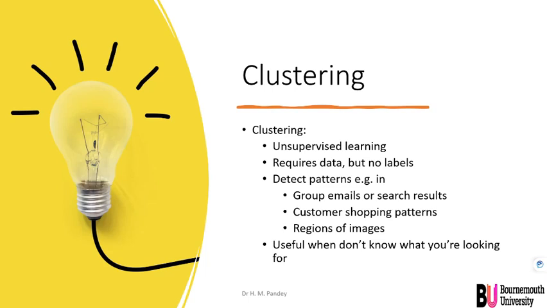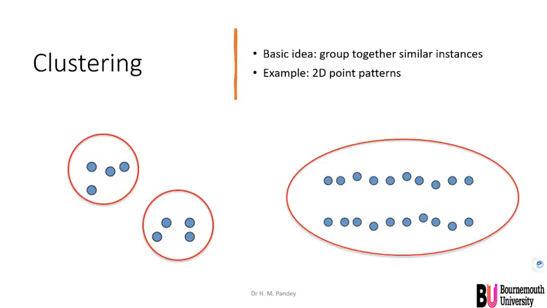Is it okay? So it creates regions of images, useful when you don't know what you are looking for. You are unclear because the class label is not there, so based on the data it is unclear. You can apply the clustering method to infer some information from the data. Is this slide clear? Now, the same example is given here.